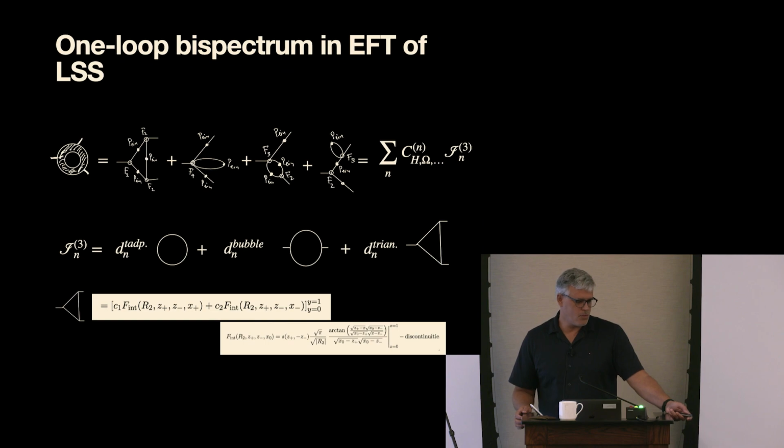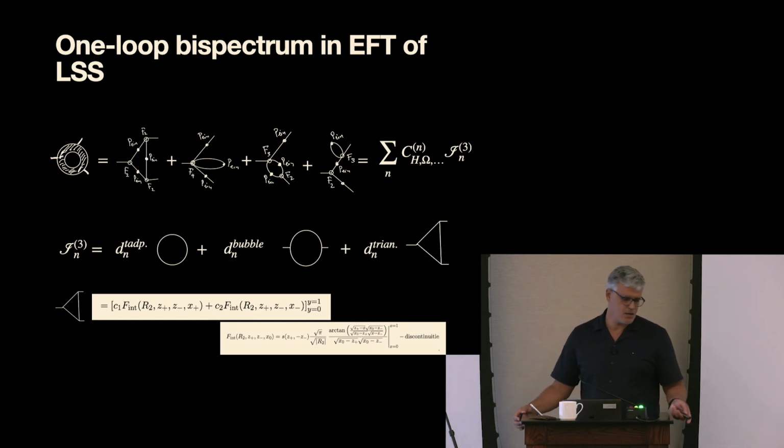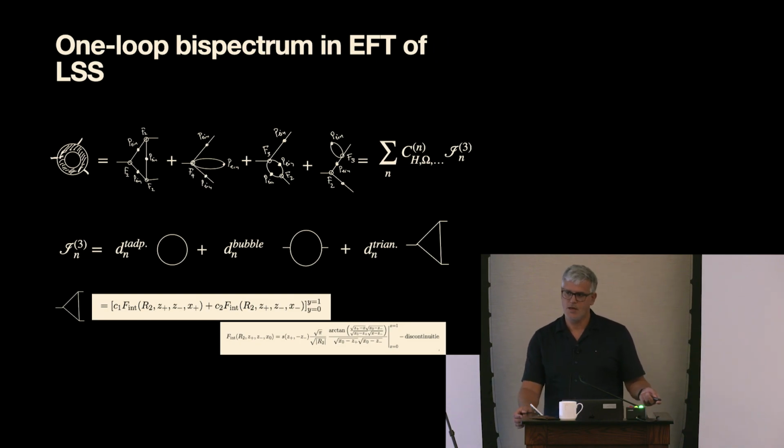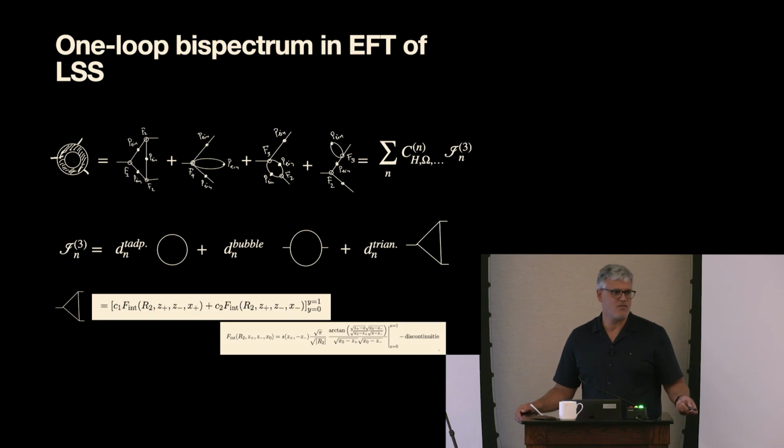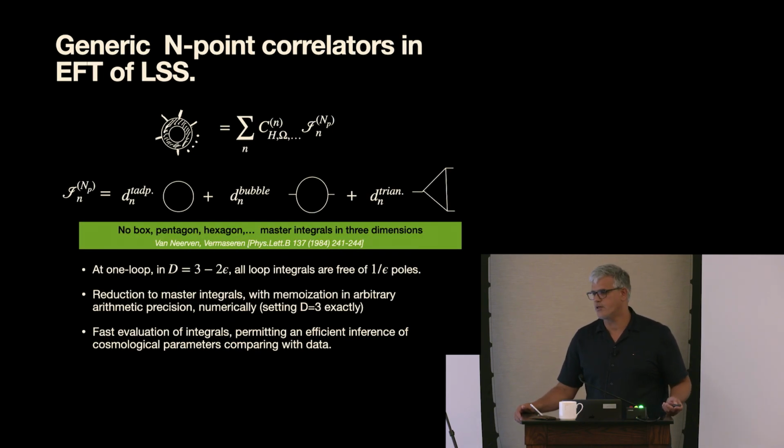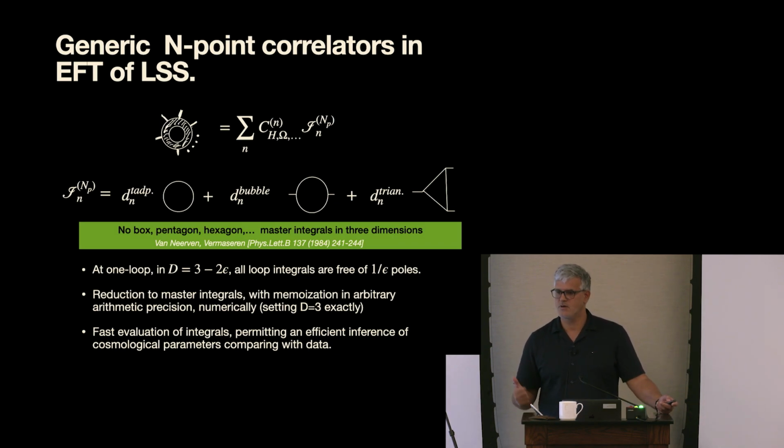If I wanted to do a more complicated function, then I would have one more master integral, a bubble, a tadpole, and a triangle. And here comes something that we have learned from QCD. If I want to do an n-point function, well, the master integrals in 3 dimensions, everything here is 3-dimensional, remain the same. It's a tadpole, a bubble, and a triangle. Okay?